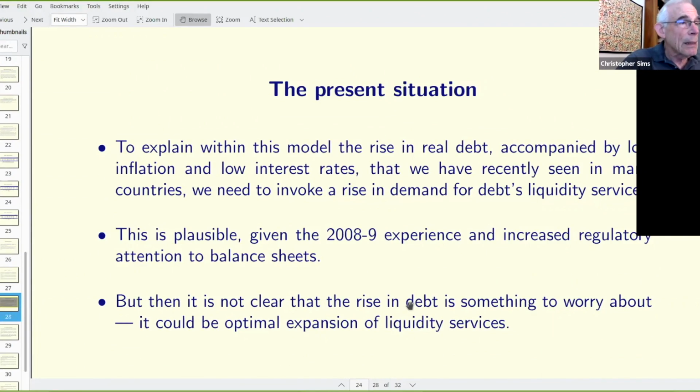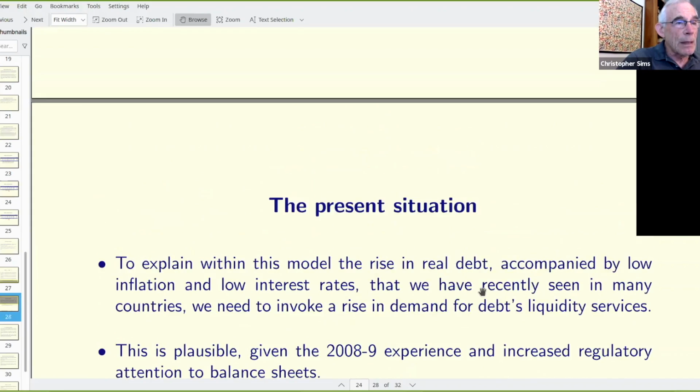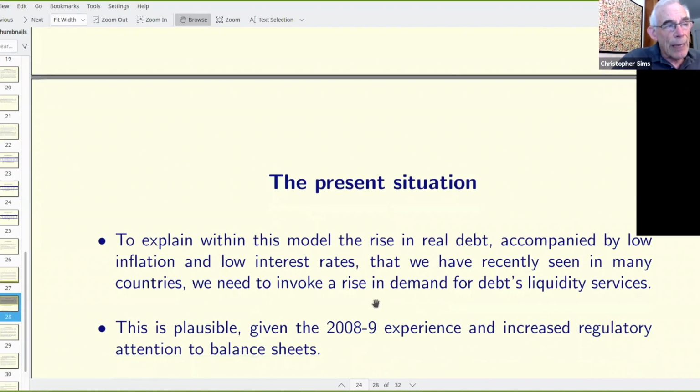Now, quickly, does this model connect up to the current situation? The biggest problem: it does explain why you might end up with very large government debt and very low interest rates. But the big rise in government debt that's happened in 2008-9 and is continuing to happen now, accompanied by low inflation and low interest rates, couldn't happen in the model that I've just been through. You need to invoke a rise in demand for debt's liquidity services from some shock that is not modeled here.